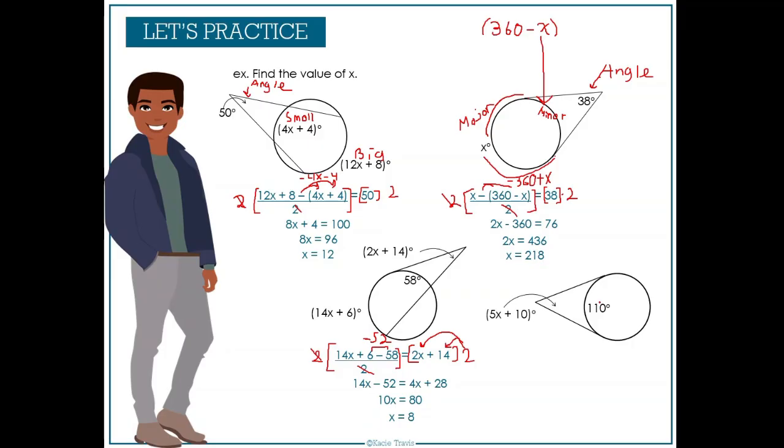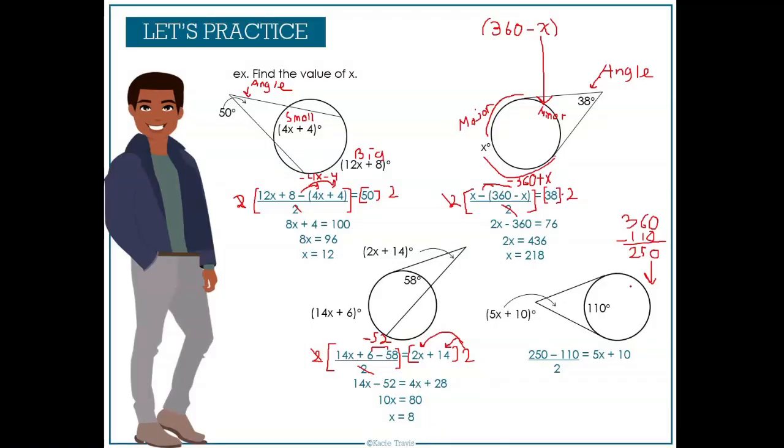So this right here, this is our minor arc. But what is our major arc? To find this major arc, we've got to take 360, just like we did before, and subtract our minor arc, 110. When we subtract those two, I end up with 250. So I have 250 minus 110 divided by 2 gives me 5x plus 10.